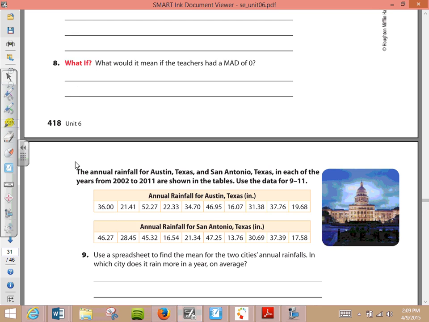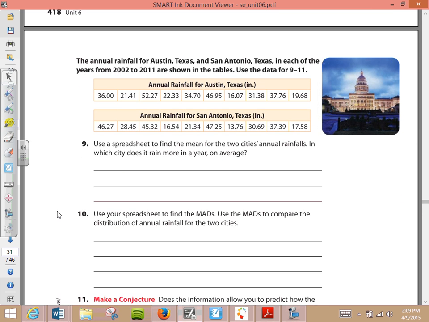All right, let's answer that. All right, so for this one, it says to do it on, that was not homework. That'll be on page 419. Go ahead and find the mean for each and the MAD. It says to use a spreadsheet. Do not use a spreadsheet. We don't have that.